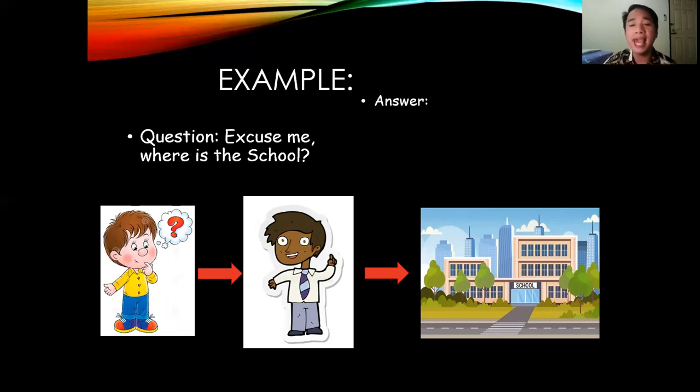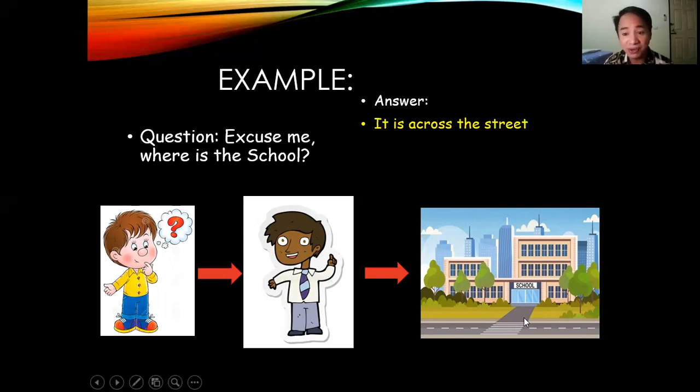So you can say it is across the street, or the school is located across the street. Okay, so you have to cross the street and walk straight, and then you can find the school there. Or you can say it is across the street, or the school is across the street. That's how you answer. Okay, great job.